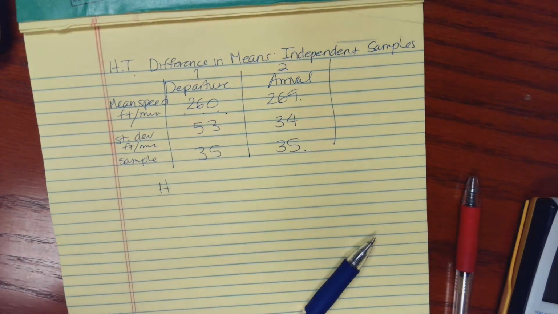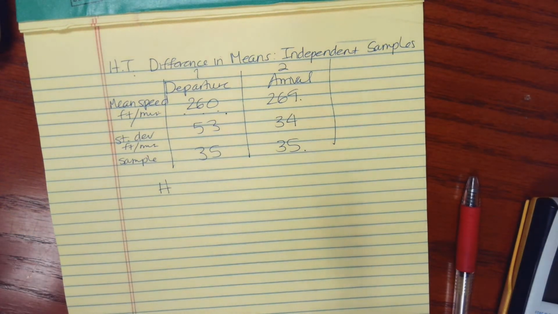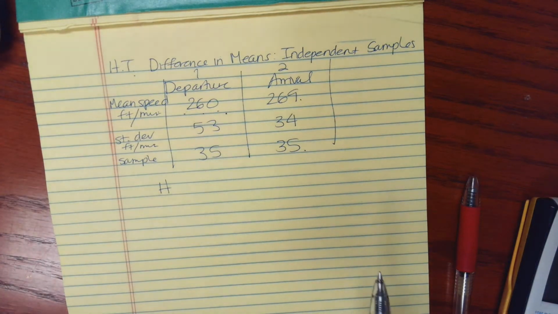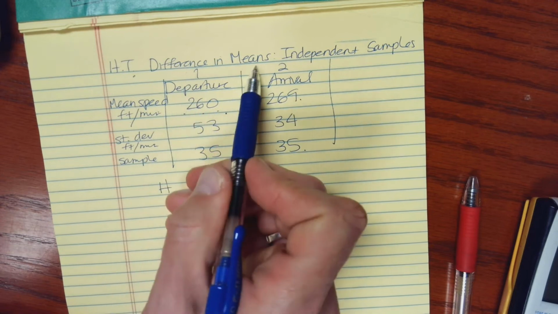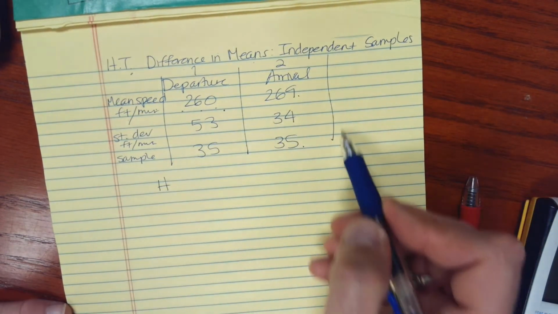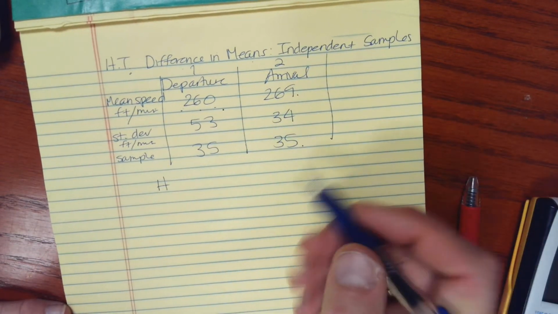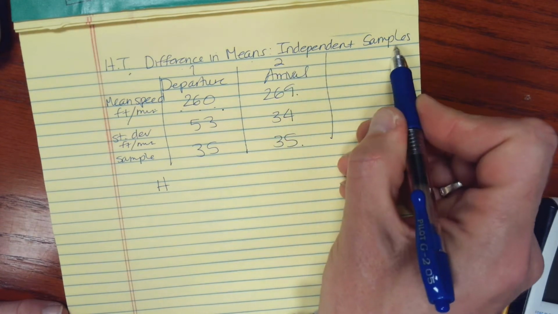So in a previous video, I introduced the topic of inference about two means when we have independent samples, and specifically I talked about hypothesis test for the difference in means. And so now I want to show you an example with some context. And again, this is when we have independent samples.